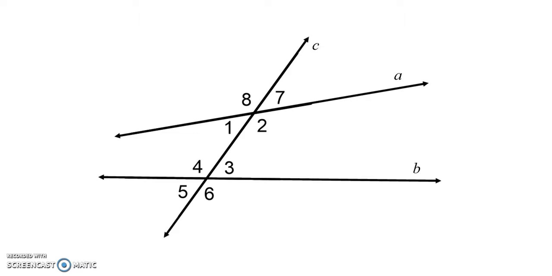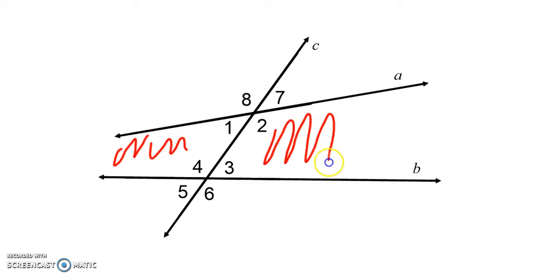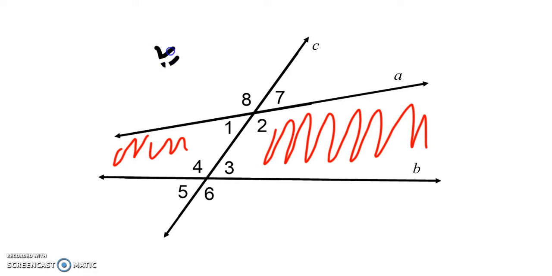The first thing I need you to understand is that there are 4 interior angles. And when I talk about interior, I'm talking about between these lines. So that's the interior, where everything out here is exterior. So this is all the exterior. I'm putting E's for exterior.